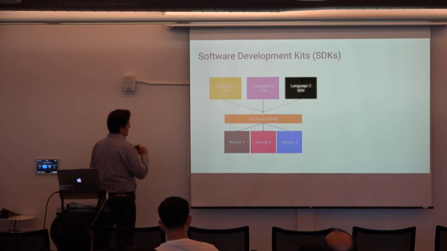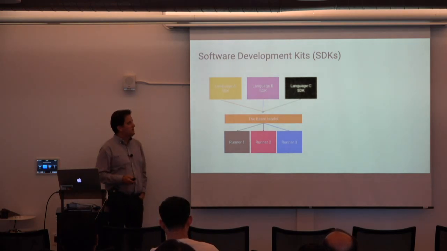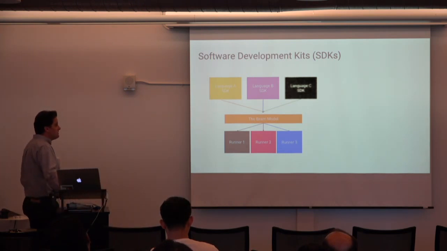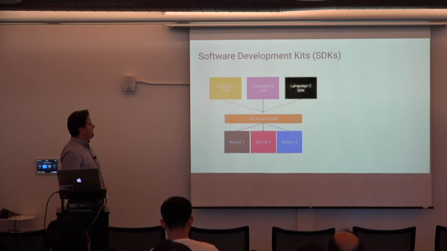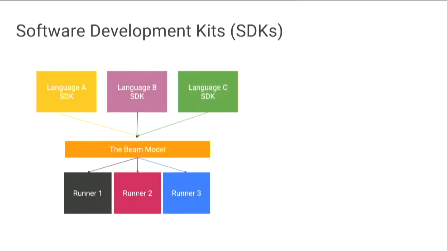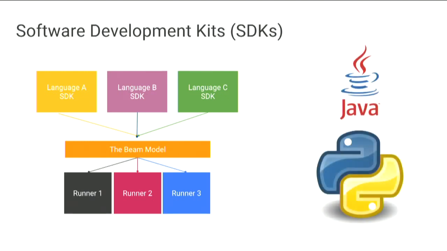All right, so let's talk again a little bit about SDKs. So users write pipelines using the SDK of their choice, and we are providing multiple SDKs. We really know and understand that users have pretty strong opinions about programming languages, so we really want to meet them where they are. So today, we have two SDKs, in Java and Python, that are fully supported and complete and available in the project and released as part of the project.